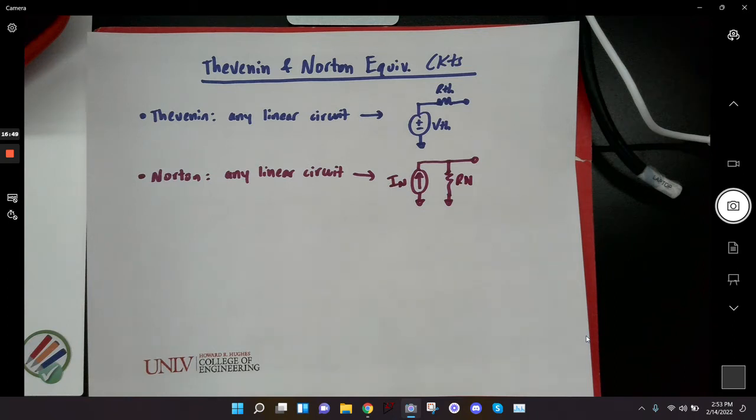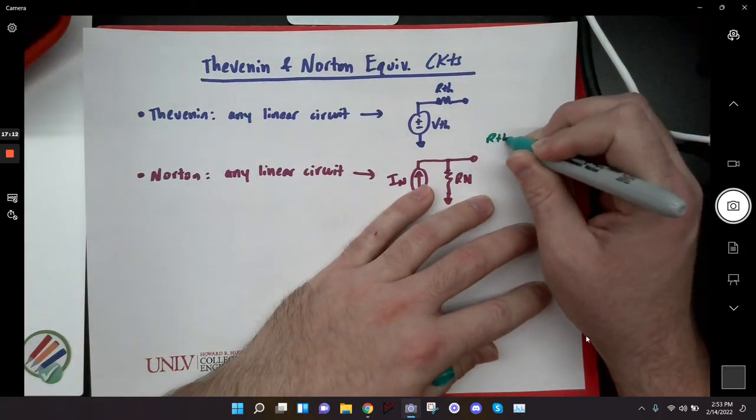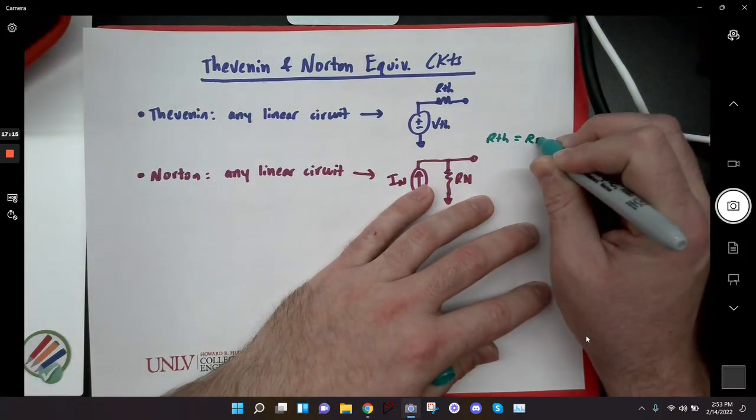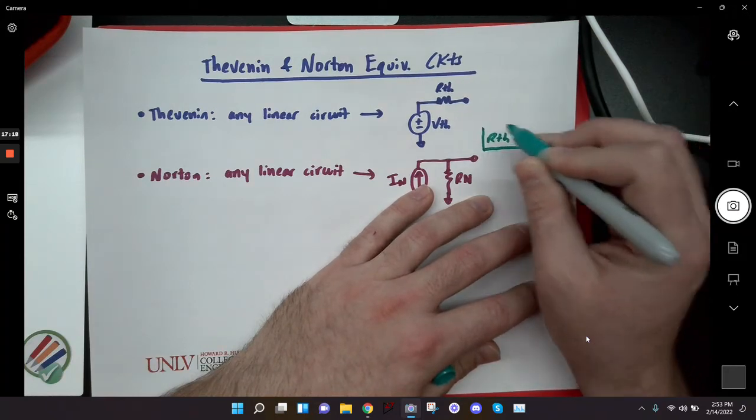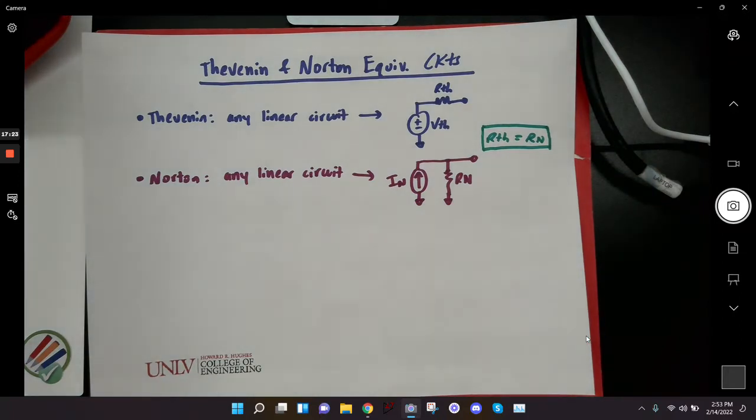So basically, if I take any linear circuit, it will have a Thevenin equivalent and it will have a Norton equivalent. Okay? And one thing that's interesting is that the Thevenin resistance and the Norton resistance are always equal to each other. Okay? So if you find the Thevenin and the Norton equivalents and you get two different resistance values, then you did something wrong. So I'm going to write that R Thevenin is always equal to R Norton.